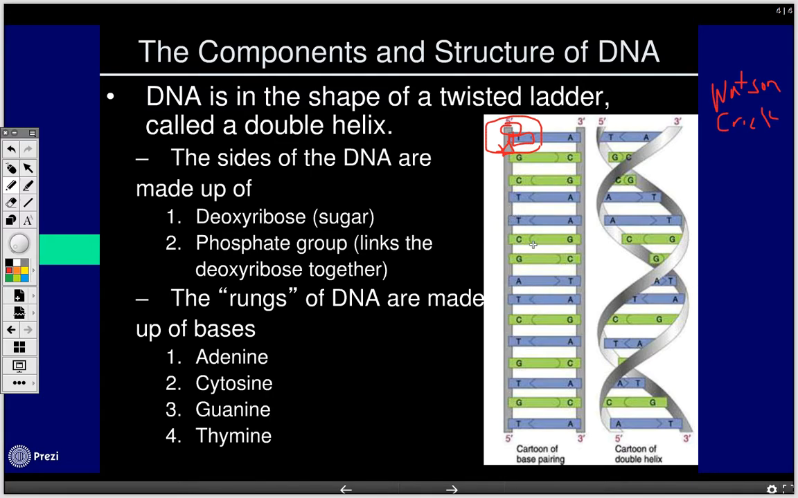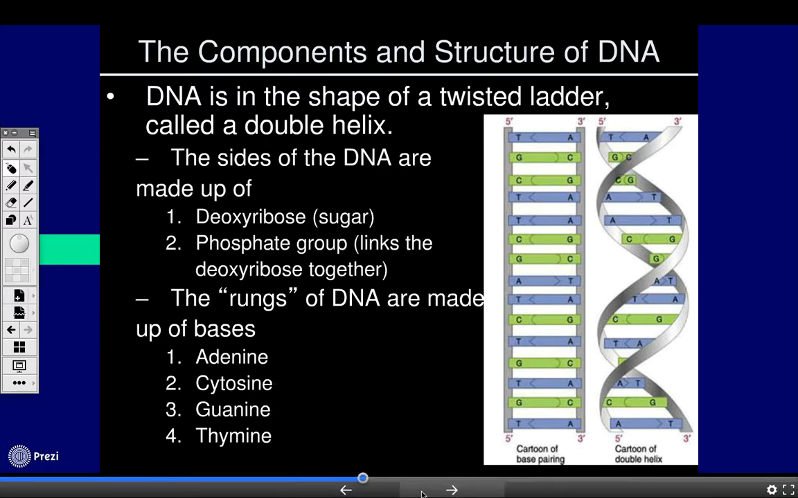This is just many, many, many monomers or nucleotides all the way down this ladder. The rungs of this ladder, this middle part right in here, are made up of those DNA bases. And those DNA bases are right here on the left-hand side. We've got adenine, cytosine, guanine, and thymine. Those are the four bases that are in DNA.